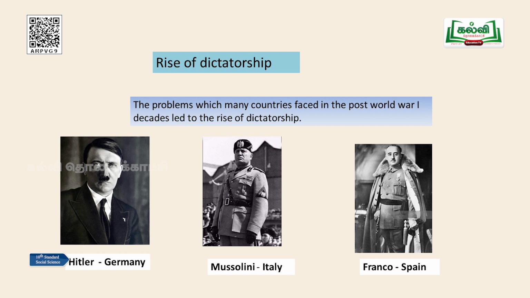Here we'll see the three dictators: Hitler of Germany, Mussolini of Italy, and Franco from Spain. These dictators came to power between 1918 and 1939. I think this is one of your 2-mark questions, very important too. So we'll learn once again: Hitler, dictator of Germany; Mussolini, dictator of Italy; and Franco, dictator of Spain. The problems which prevailed in the countries at that time led to the rise of dictatorship.